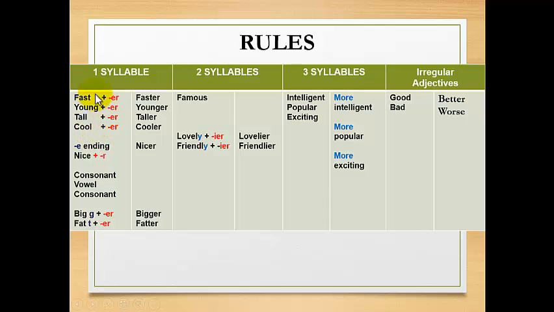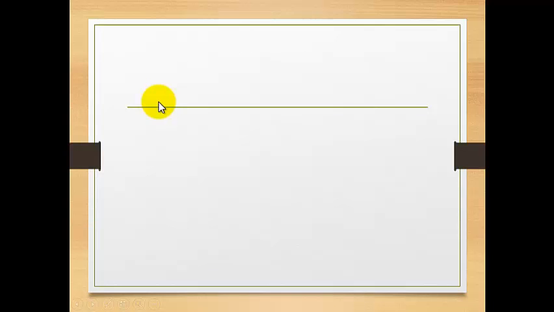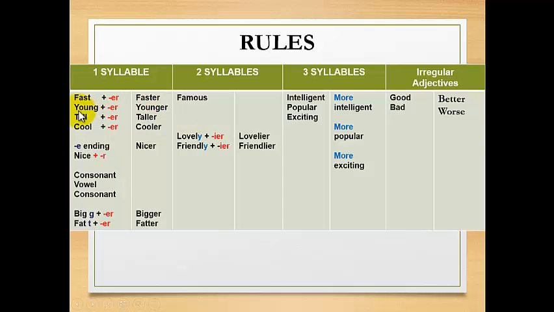Whenever we have a one syllable adjective, we are going to add the ending er. So together it changes to faster. In the other example, young, we add er ending and we have younger. The same happens to tall, taller, and cool, cooler.